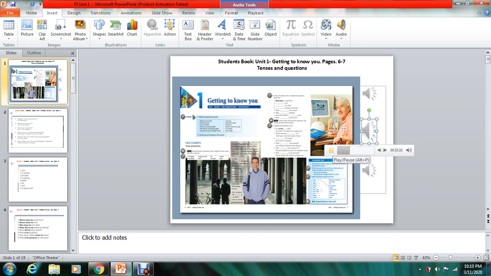In past simple, we use the verb's second form or past form after the subject. For example, we use played, not play. Play, played. Go, went. Eat, ate. Walk, walked.